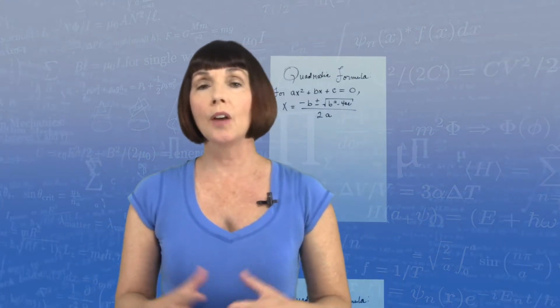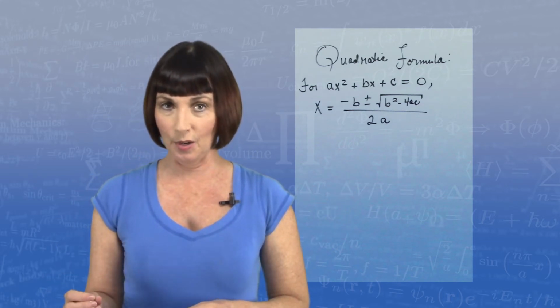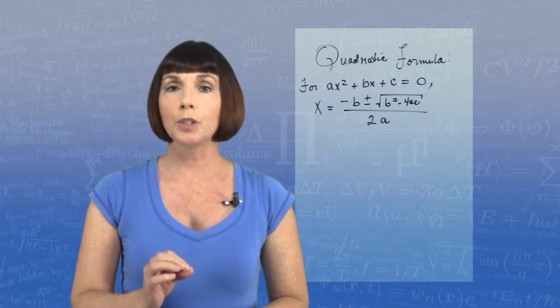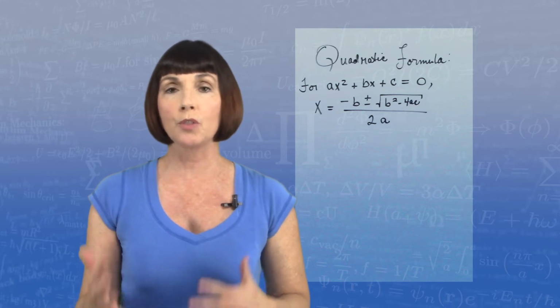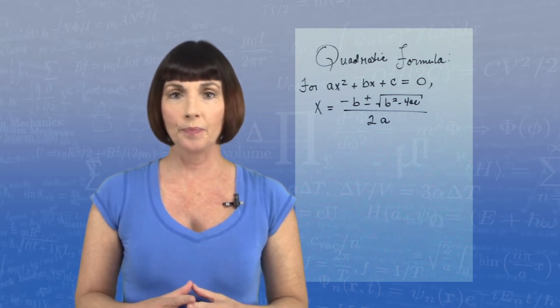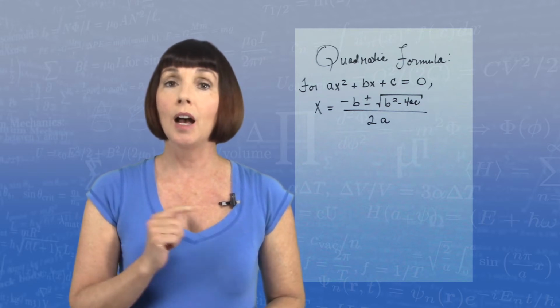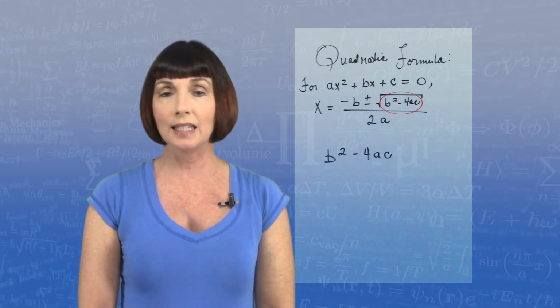For an equation of the form ax squared plus bx plus c equals 0, the quadratic formula says that x is equal to the opposite of b plus or minus the square root of b squared minus 4ac all over 2a. The discriminant is the part of the quadratic formula underneath the square root symbol, namely b squared minus 4ac.